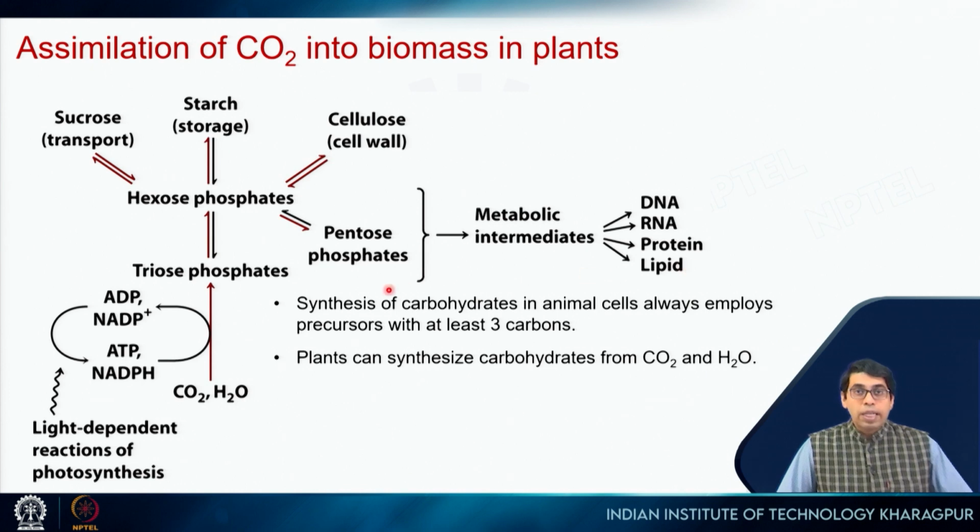Right. Now, in animal cells, the synthesis of carbohydrates always employs precursors with at least 3 carbons. So, they start from here, right, and these 3 carbon molecules can come from the catabolism of glucose or any other carbohydrate source that we have consumed as food, right. However, plants can synthesize these carbohydrates and all of these things directly from carbon dioxide, right. So, plants can synthesize carbohydrates from carbon dioxide and water, and they use light as the energy source.